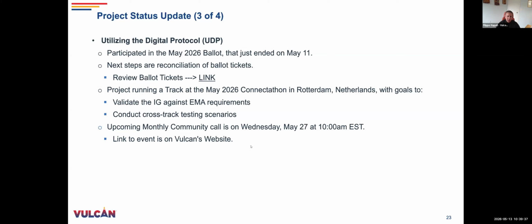And as a reminder, we're meeting at the end of the month. We have our usual monthly community call, which is on Wednesday, May 27th at 10 a.m. And if you don't have the invite, feel free to reach out. But that same event is also published on our website. The way you get to it is you go to HL7Vulcan.org and go under our projects, click on UDP, and you'll see it at the bottom of the page under events. It's listed.